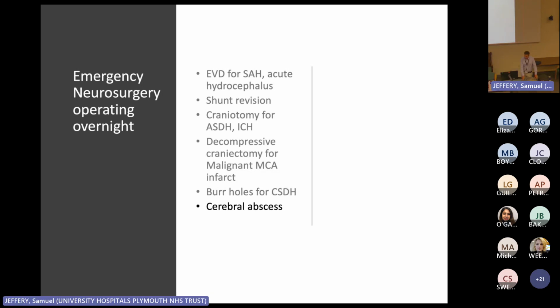Cerebral abscess, sometimes we need to do this early on to get a diagnosis, particularly if there's a risk of rupture to the ventricle, but it will be on a case-by-case basis whether something can wait till the morning or not. And occasionally spinal decompression, discectomy for cauda equina syndrome.